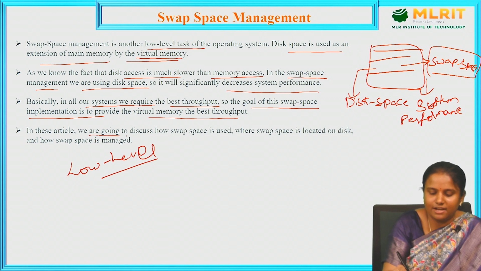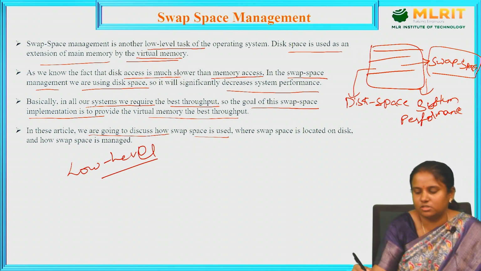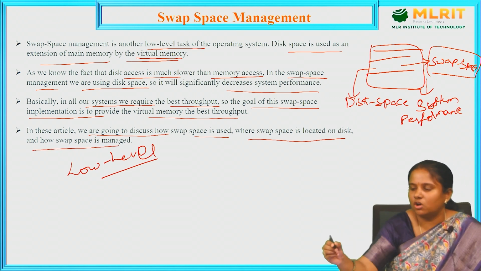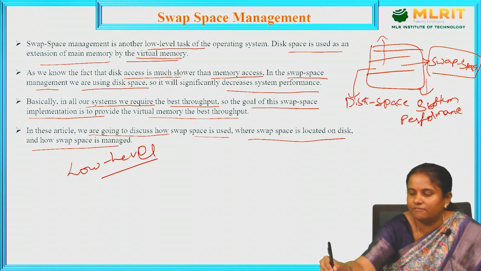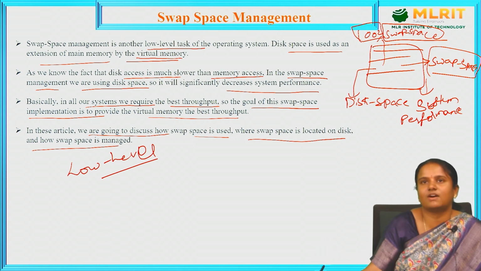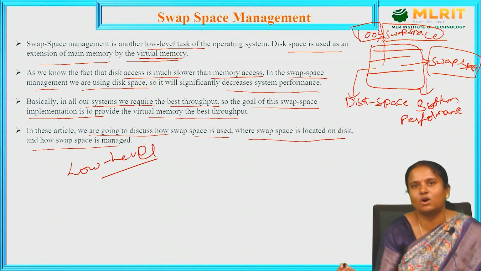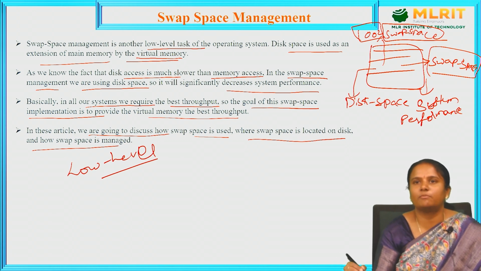In this article, we are going to discuss how swap space is used when swap space is located on disk, and how the swap space is managed. So here we are locating the position for swap space. The location is 002. So 002 is the location of this swap space, and here you are locating that on a disk. And how this swap space is managed means, compared to other processes, how we are going to process this swap space on the disk and how it is going to be managed.